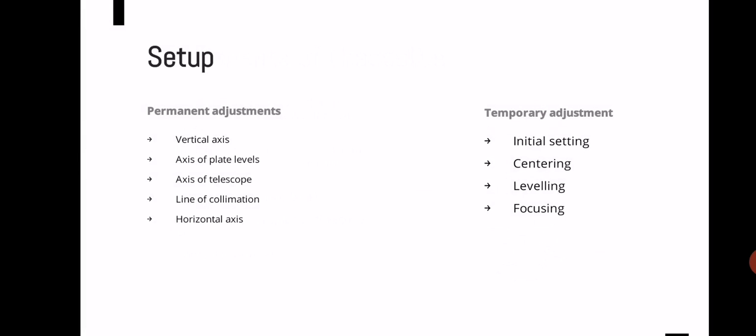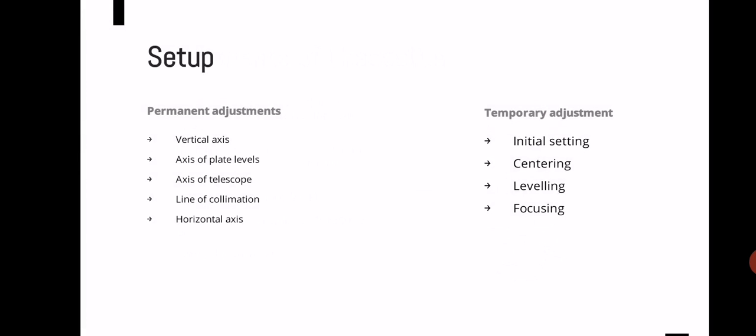So after learning about the components of the theodolite, let's move towards the setup, different types of setups. First we have permanent adjustments. In permanent adjustments, we have vertical axis, axis of plate levels, axis of telescope, line of collimation, and horizontal axis.